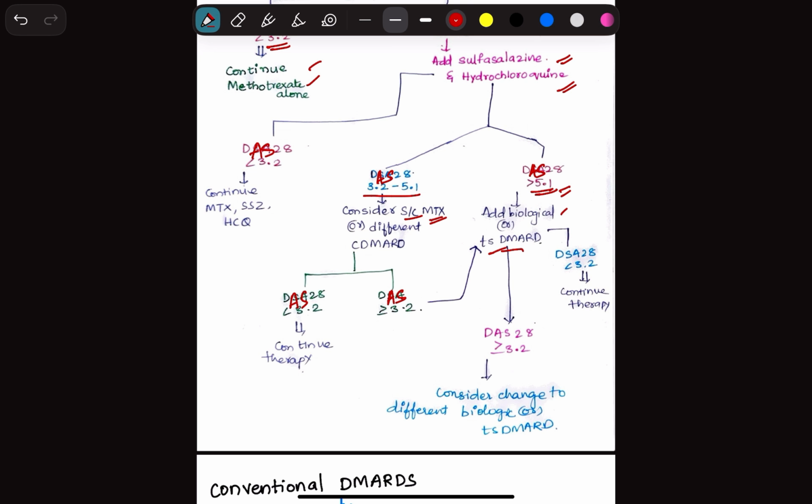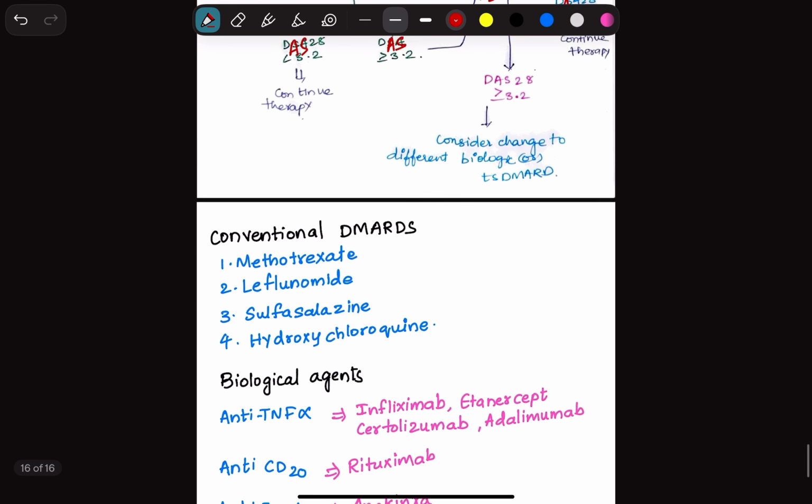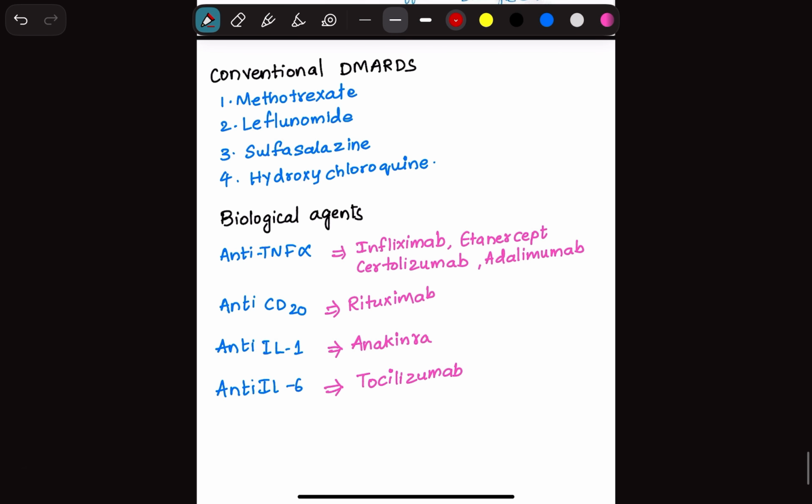After addition of the biological or targeted synthetic DMARD, we'll check the disease activity score. If it is less than 3.2, our therapy is good, so we could continue the therapy. But if even after adding the biological DMARD the disease activity score is greater than 3.2, we should consider changing to another biological DMARD. These are the conventional DMARDs and the biological agents.